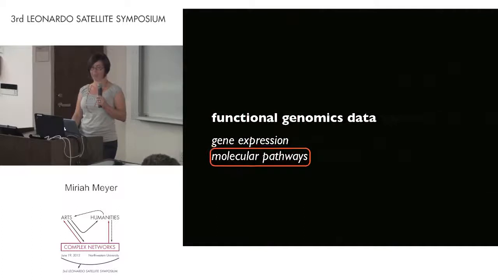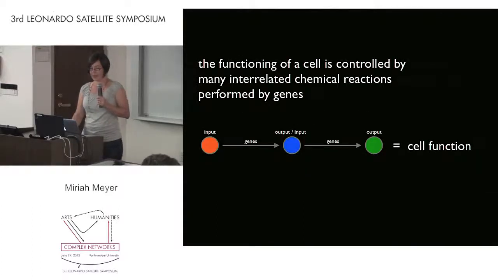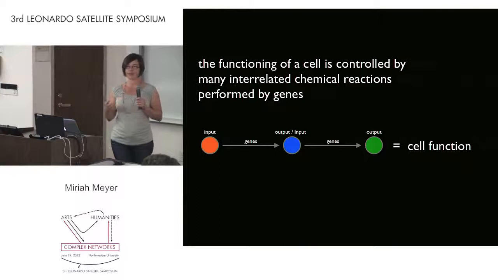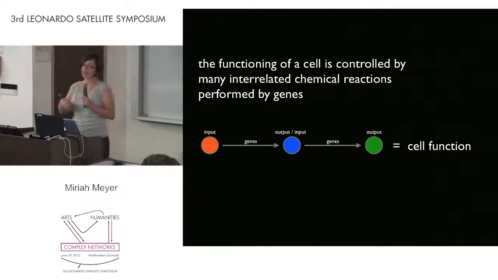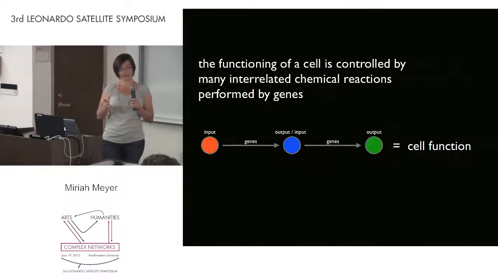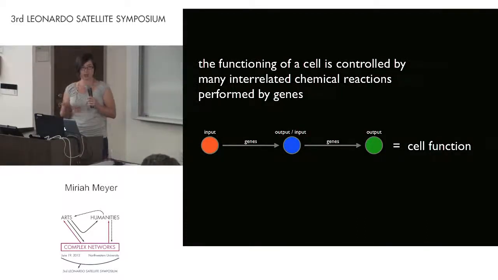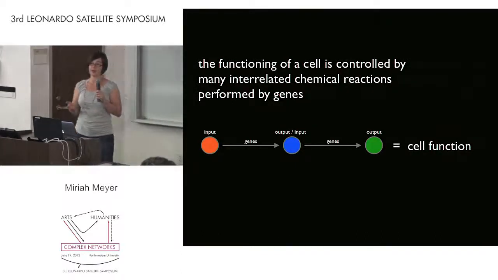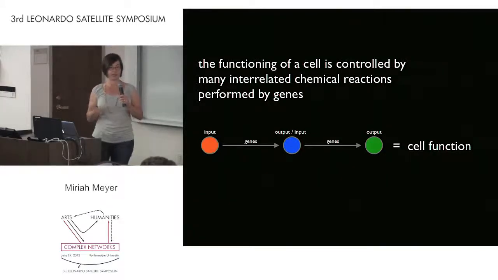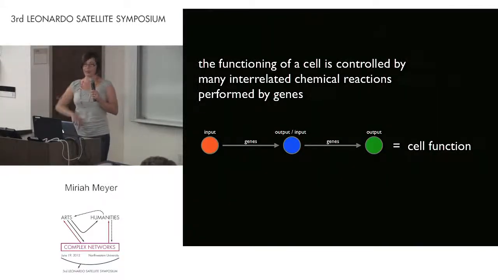All right, so molecular pathways. The functioning that goes on inside of all the cells in our body is controlled by many interrelated chemical reactions that are performed by genes, or more precisely, the products of genes that we call proteins. So there's some sort of input to the cell, like this orange dot. Let's say it's something like glucose. Glucose is then acted on by a set of genes in a reaction that produces some sort of output, like the blue output, that's then an input to another reaction, and so on. At the end of the string of reactions, you end up with some sort of function like metabolism.